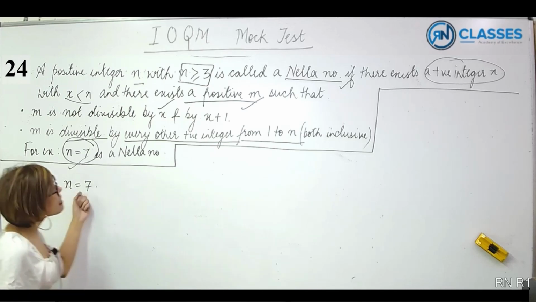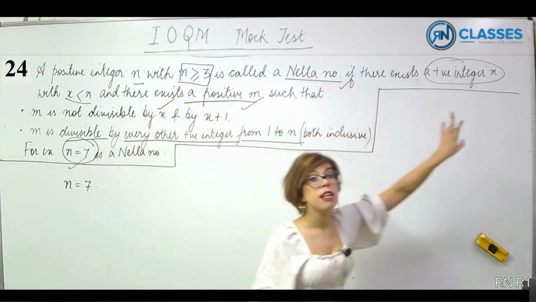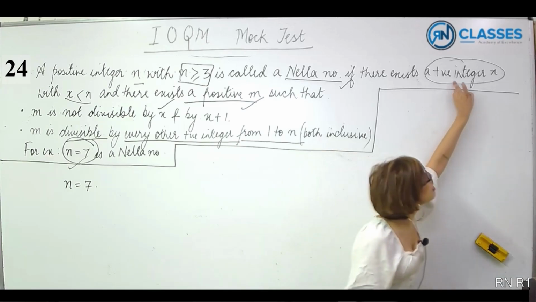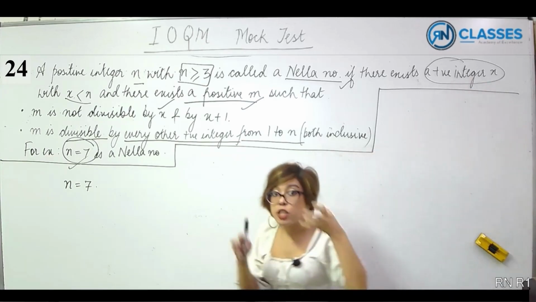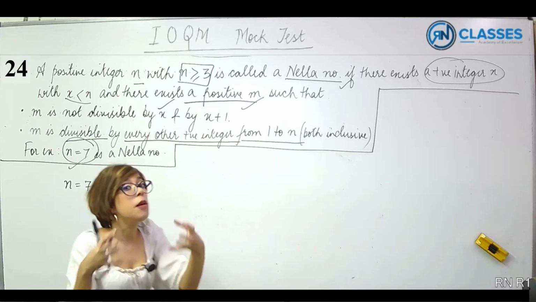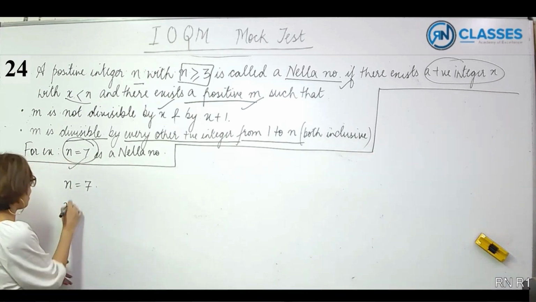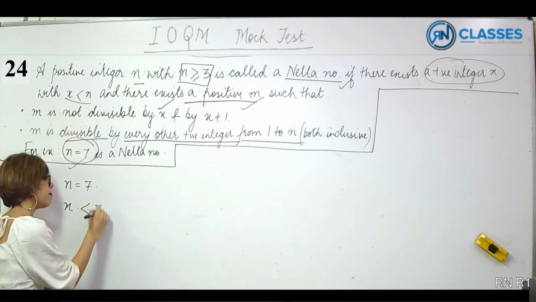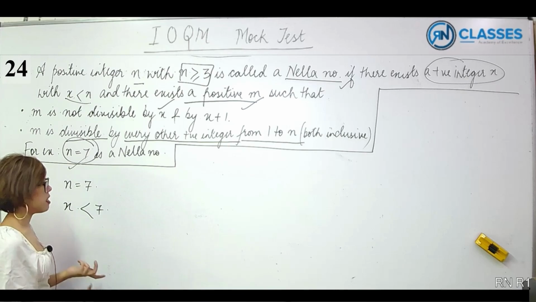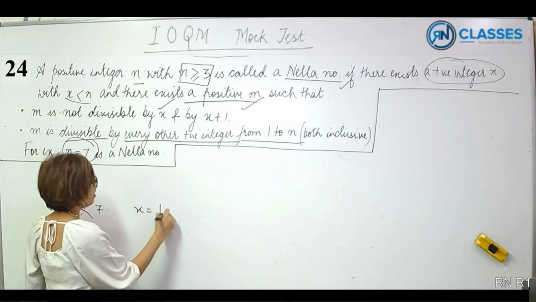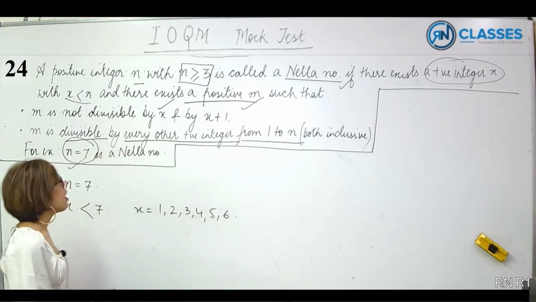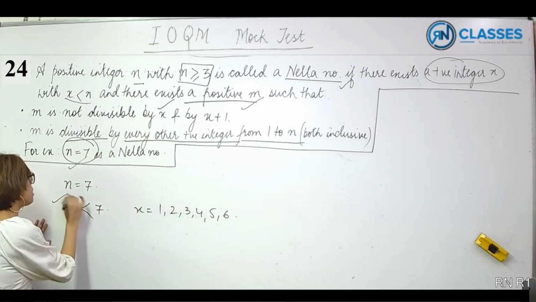I can say this is a Nella number if there exists... That means I need to show an existence of a positive integer x. I need to show that there is a number x. Now, x should be less than n. That means x should be less than 7. That means possible values of x are 1, 2, 3, 4, 5, 6. Done? Right? I need to show the existence of this.